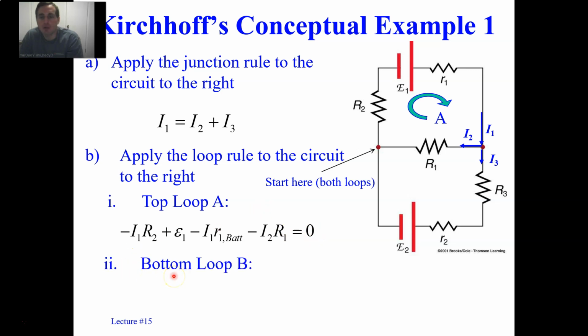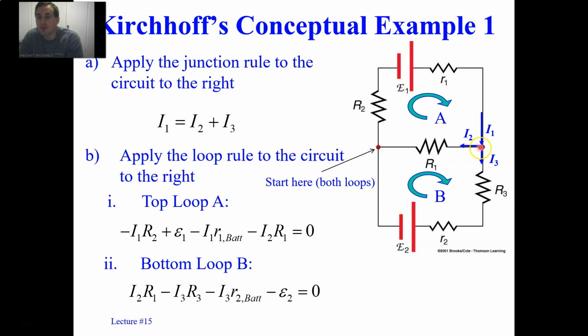So how about bottom loop B? Now bottom loop B is going to be down here, and it's also going to be clockwise. Now notice bottom loop B, let's start here, and now let's go the other direction across R1. So it's exactly the opposite of this term we had in the previous equation. It's going to be plus I2 R1 because we're going against the current across resistor R1.